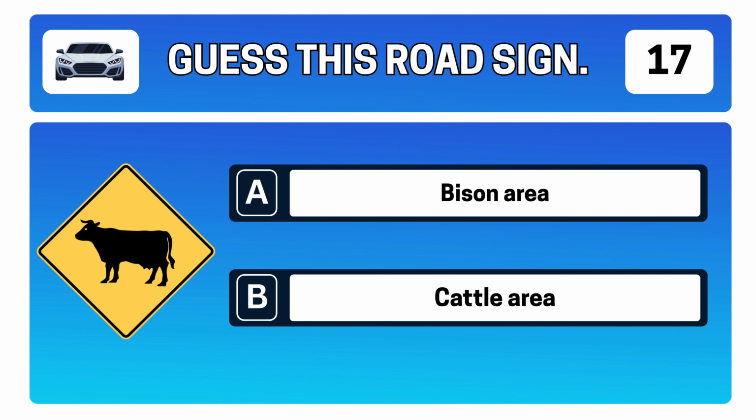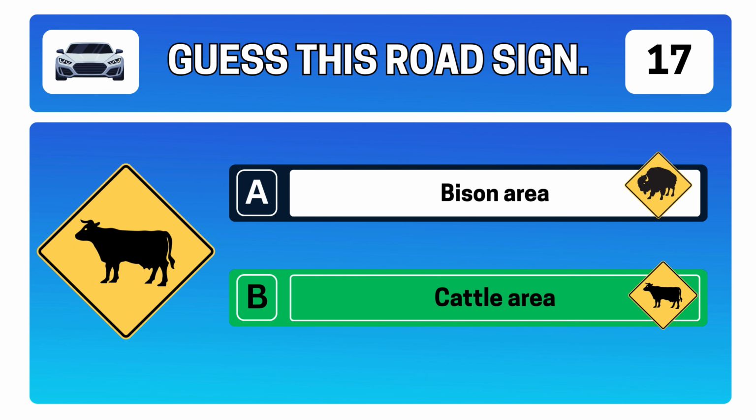What does this traffic sign mean? A. Bison area. B. Cattle area. Correct. It is the cattle area sign.